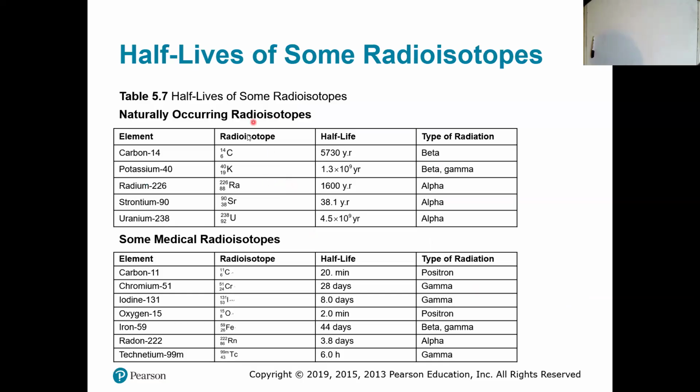These are some common half-lives of common radioisotopes. There are naturally occurring isotopes, which you see have very long half-lives in general. And then there are medical radioisotopes, and you're going to notice that the medical radioisotopes have half-lives that are extremely short. That's because when you are using a medical radioisotope, you want that isotope to decay down to nothing as fast as possible so that it's not in the body any longer than it has to be.